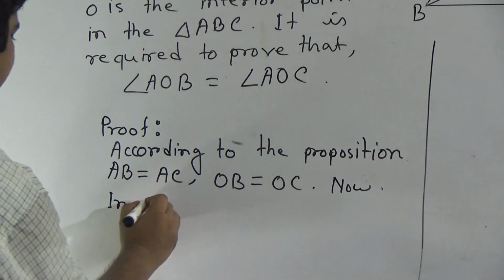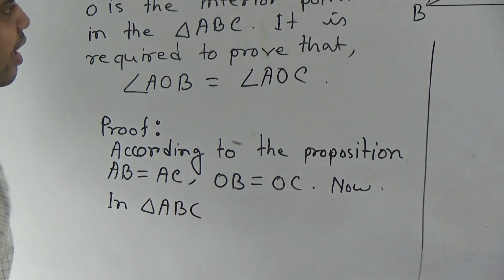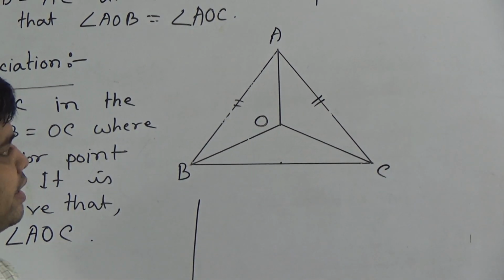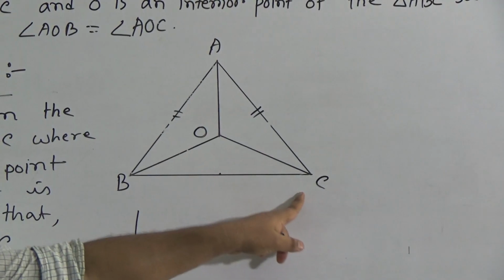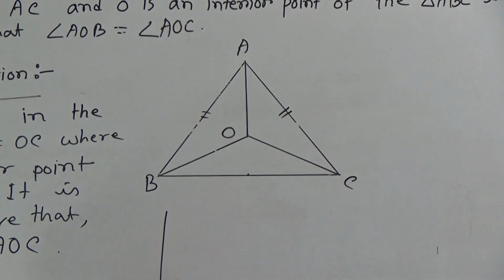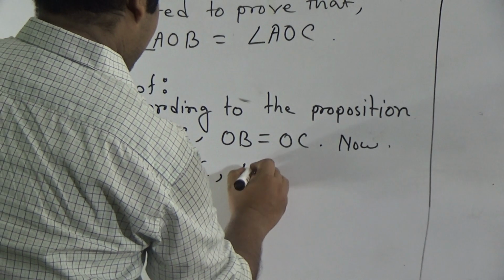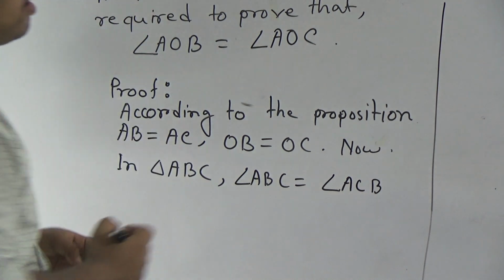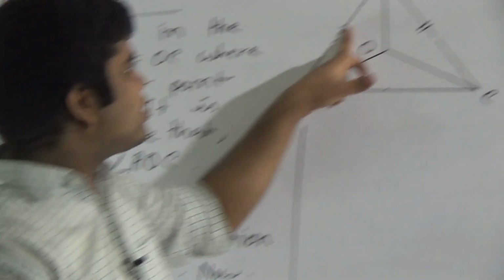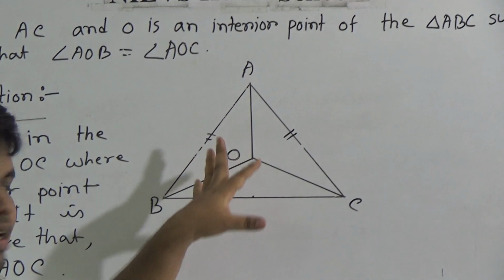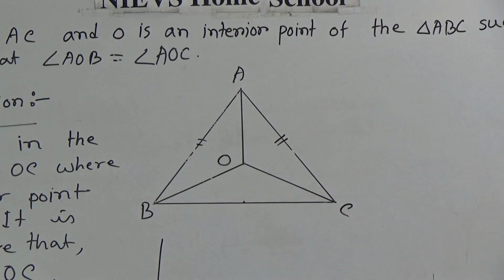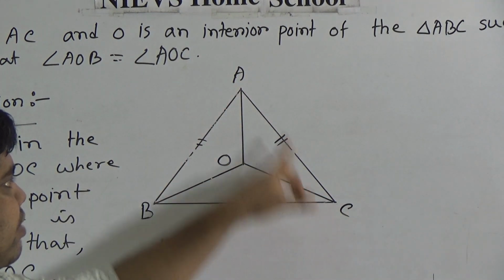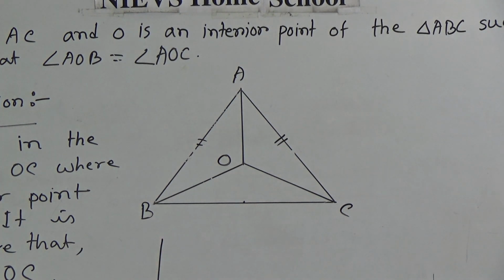Now in triangle ABC, as AB equal to AC, so we can easily write angle ABC equal to angle ACB. So now write angle ABC equal to angle ACB. When two sides of a triangle are equal, then their corresponding angles are also equal, just like AB equal to AC. So we can say angle ABC equal to angle ACB. I hope you have understood.